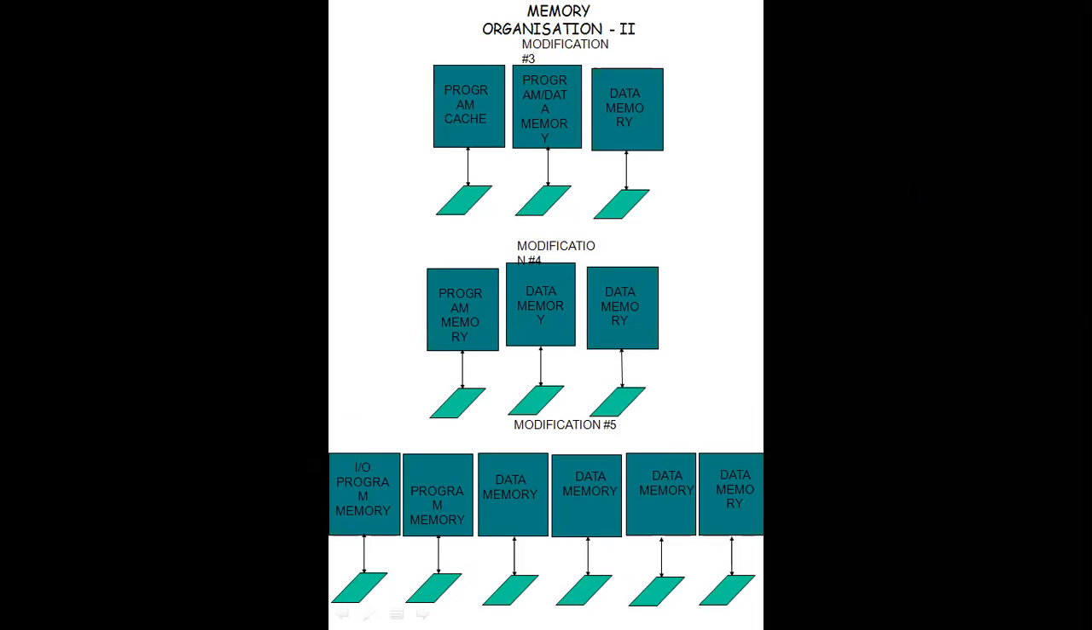Whereas in the case of the modified Harvard architecture, we'll have input/output, program memory, and data memory. So we can make several modifications in the memory organization. Okay, and we'll have address buses and data buses. So what are all the functions here?